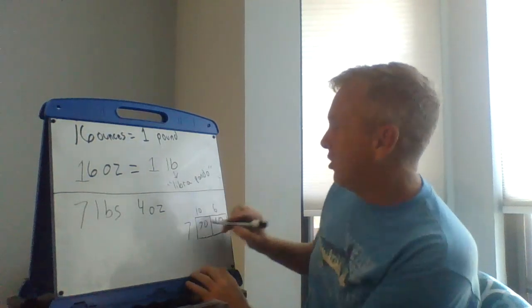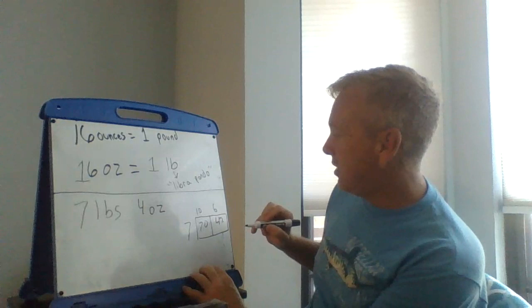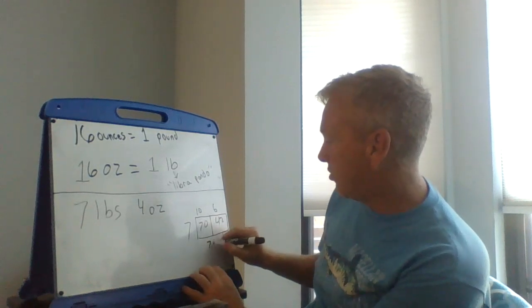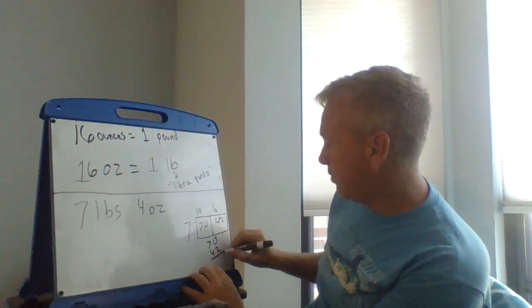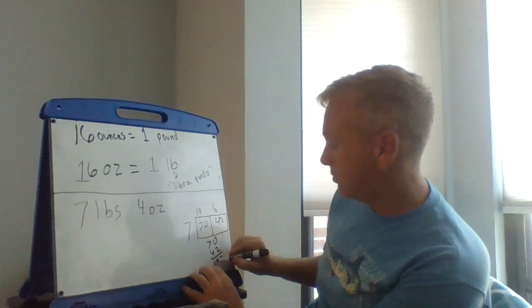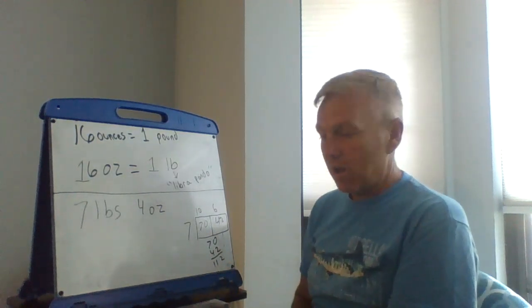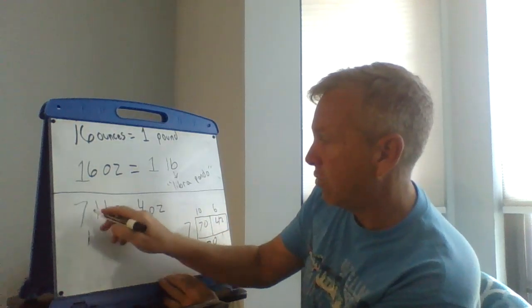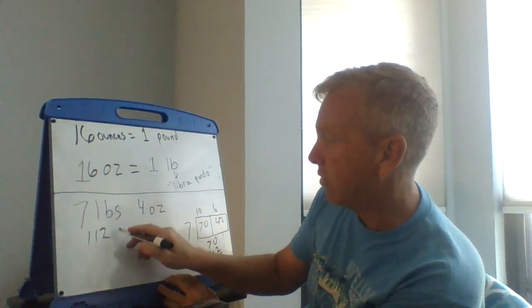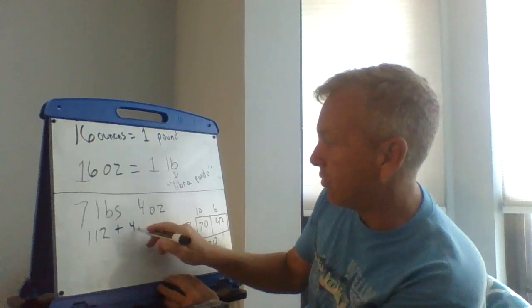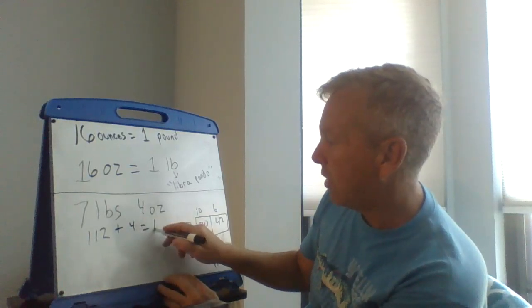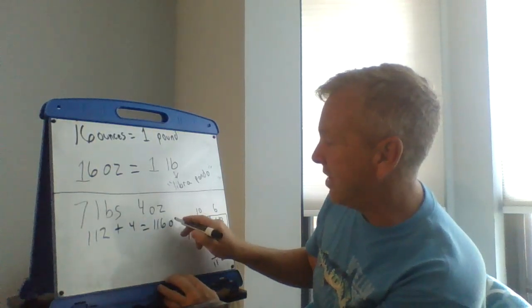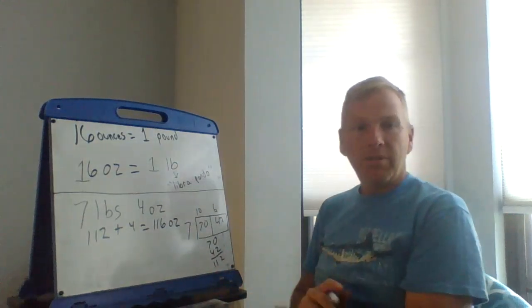But so here we have 70 plus 42. So I'm going to say 70 plus 42 is 112 ounces. So 7 pounds is 112 ounces, plus this 4 ounces equals a total of 116 ounces.